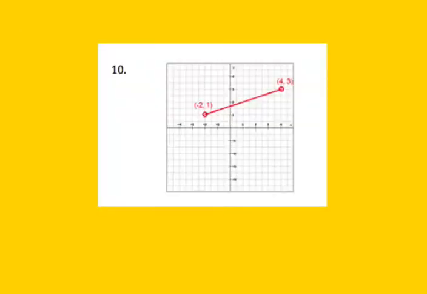Now, let's take a look at number 10. Number 10 is the same thing. They just put our points on a graph. And it doesn't matter which one you choose as x1 as long as in the same parenthesis you have y2. So I'm just going to do it like that.